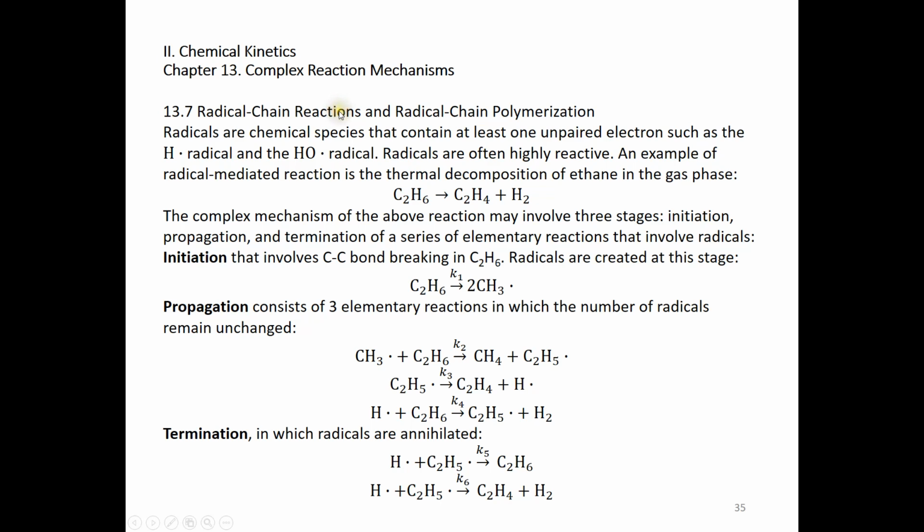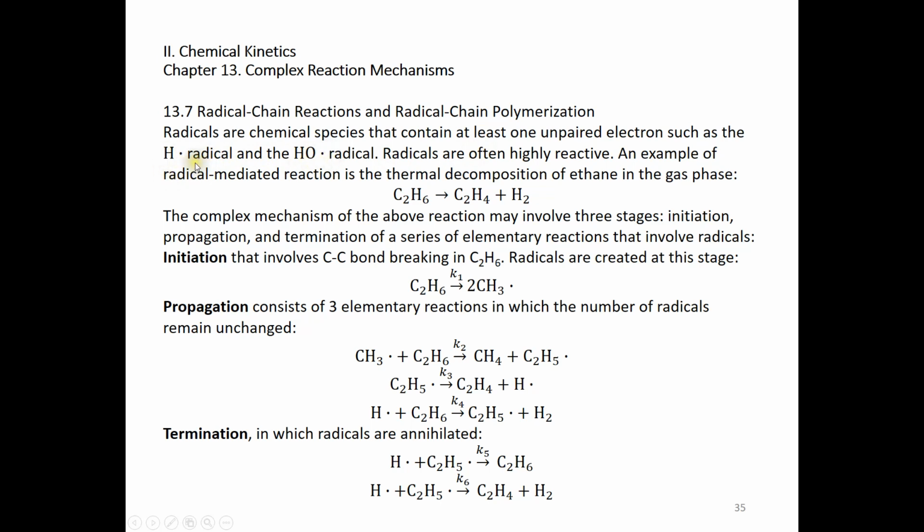Chapter 13, Complex Reaction Mechanisms. Section 13.7, Radical Chain Reactions and Radical Chain Polymerization. Radicals are chemical species that contain at least one unpaired electron, such as the hydrogen radical and the hydroxide radical.